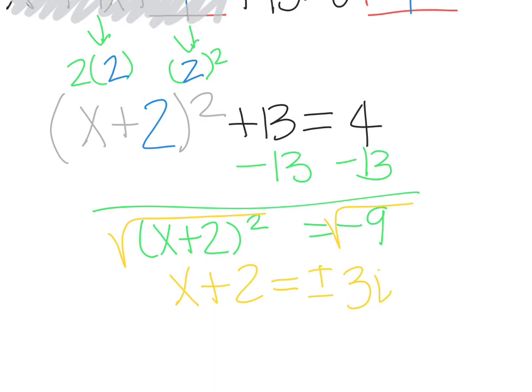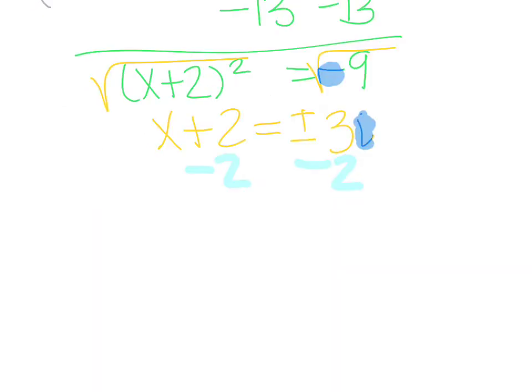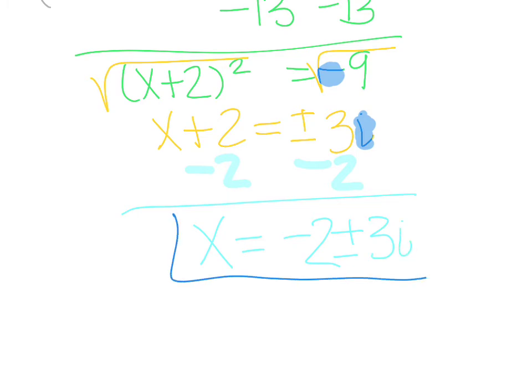Remember that the reason that there is an i there is because there was a negative under the square root. A negative under the square root is automatically going to produce an i in your answer. So then to get x completely alone and to finish solving my problem, we can subtract 2 from both sides, which is going to give me x equals negative 2 plus or minus 3i. And that would be your answer to your problem.